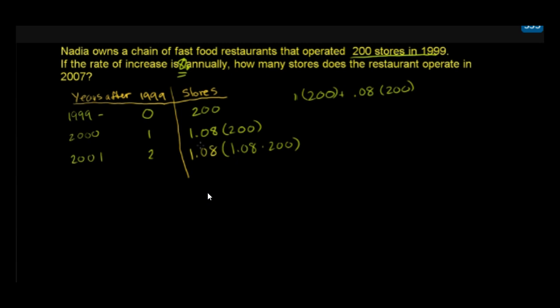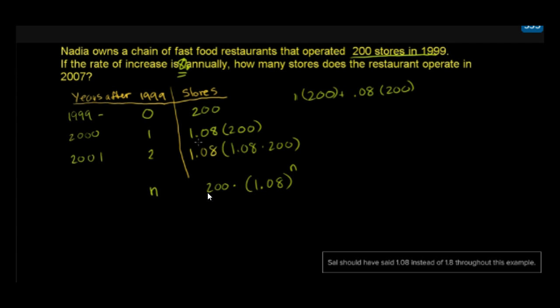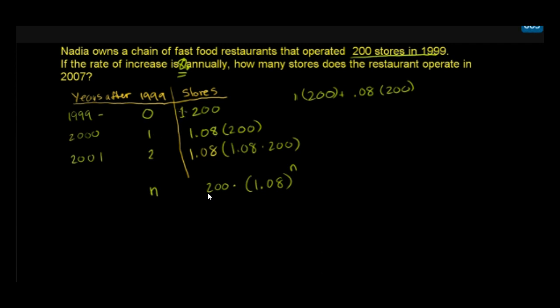I think you get the general gist. After n years after 1999, it's going to be 200 times 1.08 to the nth power. After 2 years, 1.08 squared; 1 year, 1.08 to the first power; 0 years, this is the same thing as 1 times 200, which is 1.08 to the 0th power.